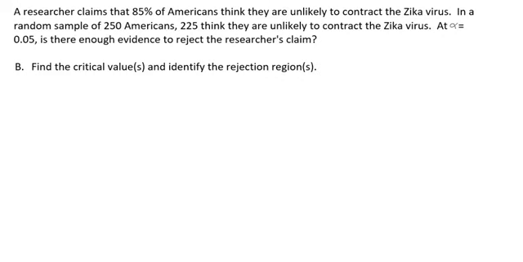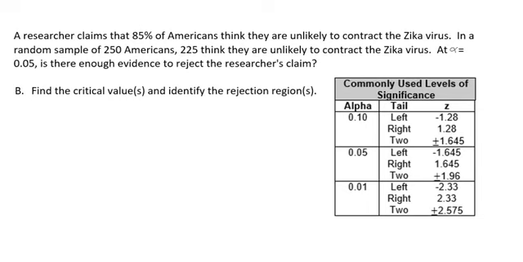Part B, find the critical value or values and identify the rejection region. I'd like to again point out that in your textbook there is a little table that gives you some common values. I've also got this in the Unit 7 study guide. Here's the table. So all we need to do is look at this table and identify what our critical value is, because notice that they're using an alpha value of 0.05, which I have on the table.